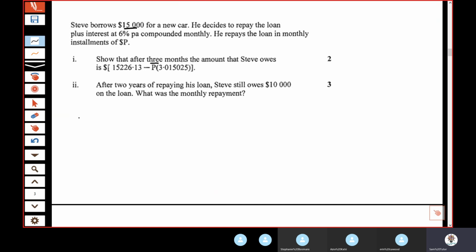You go to A1, A2, A3, sometimes they say AN, but it's pretty much standard. All right, A1. Tell me. 15,000 bracket, 1 plus 0.5%, yeah? Be careful. Minus P. We all agree with that?